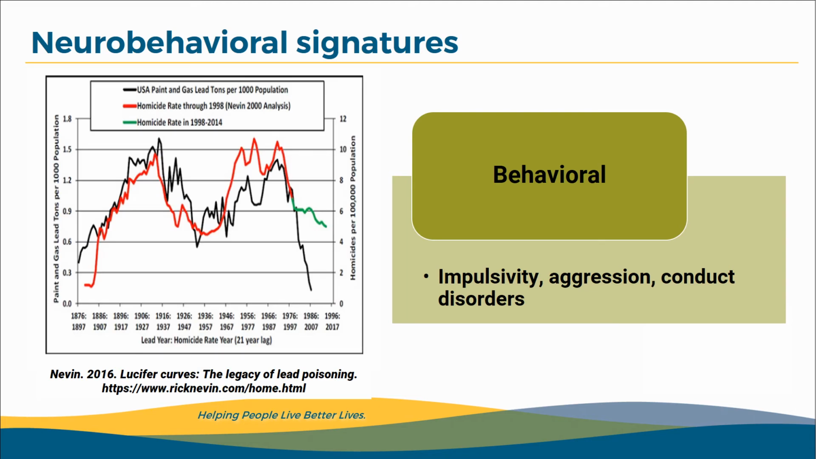Nevin's research provides some additional insights. Lead in paint and gasoline was phased out in the late 1970s and 1980s. So, almost all children born in the U.S. from 1880 to 1980 were exposed to lead-contaminated dust and soil. The red line in the graph shows that from 1900 to 1998, U.S. homicide rates tracked with the U.S. per capita use of lead in paint and gasoline. This is represented by the black line. The green line shows that after lead in gasoline and paint was banned, the homicide rate dropped even more.